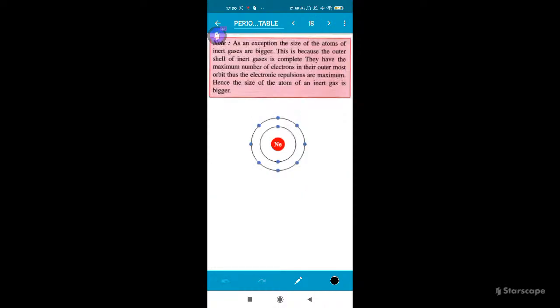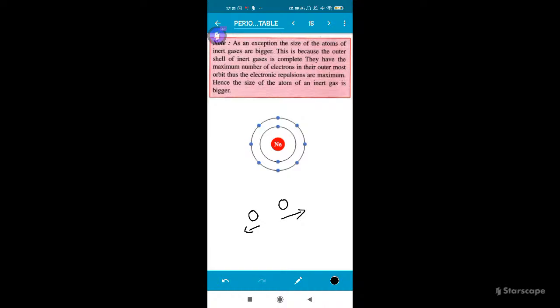As an exception, the size of the atoms of inert gases or noble gases is bigger. Why does it happen? This is because the outer shell of inert gases is complete. It is an octet. They have the maximum number of electrons in the outermost orbit, thus the electronic repulsions are maximum. Now you know one thing, that if you keep 2 electrons close to one another, they will repel one another, isn't it? You have seen this in case of the like poles of a magnet also. So if you keep two like charges close to one another, they will repel.